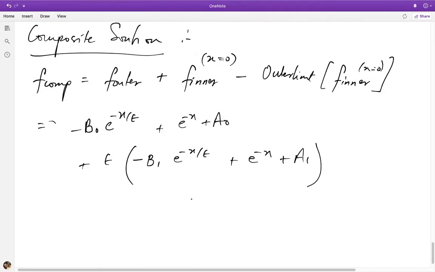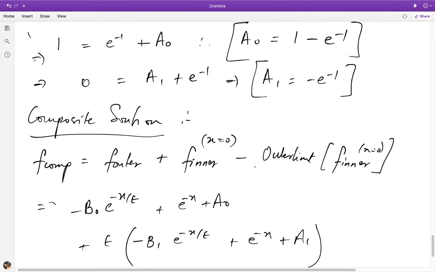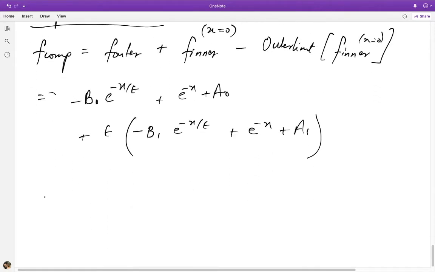But now I use the fact that a0 and a1 are 1 minus e to the minus 1 and minus e to the minus 1, and similarly, the fact that b0 and b1 have been obtained in terms of a0 and a1 earlier. That then gives us the final composite solution, which I will now write down for you.